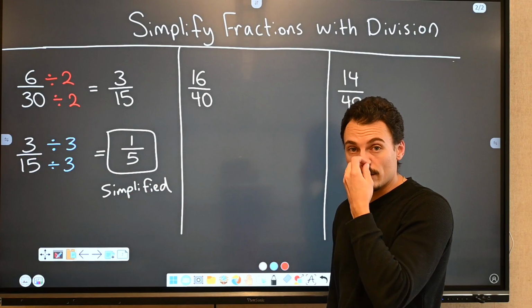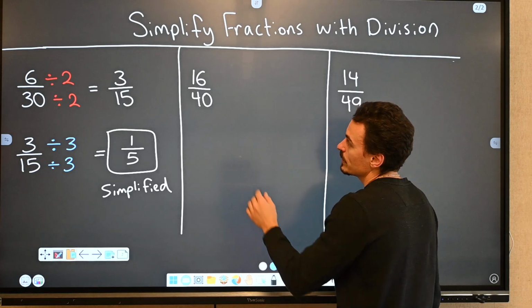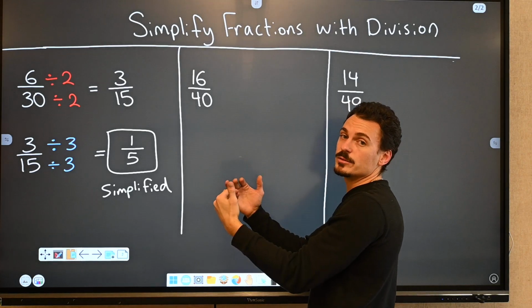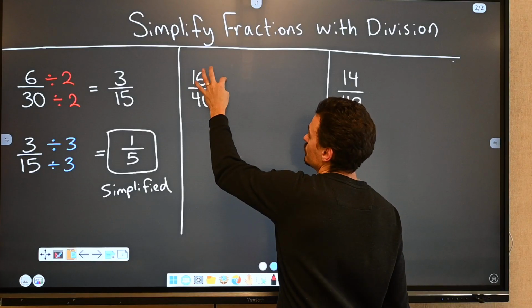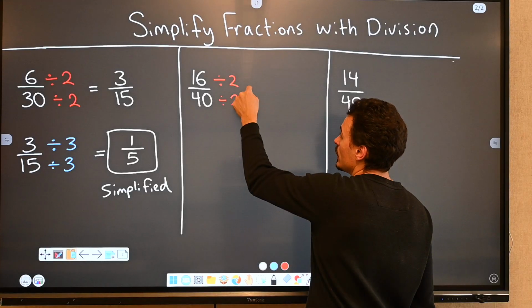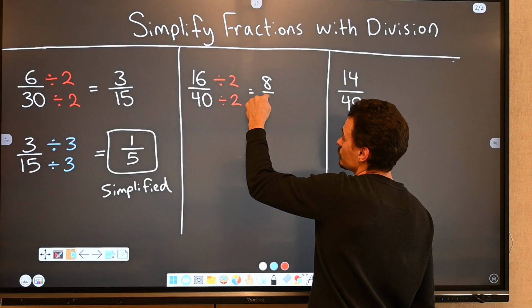All right? Okay, now check this out. This is pretty cool. If I take this fraction, I'm noticing that the top number's even and the bottom number's even. Right away, I just divide that by 2. Divide that by 2. And you get 8 over 20.